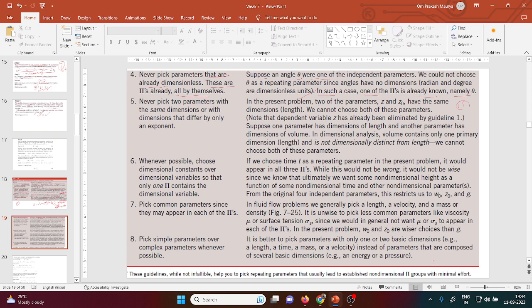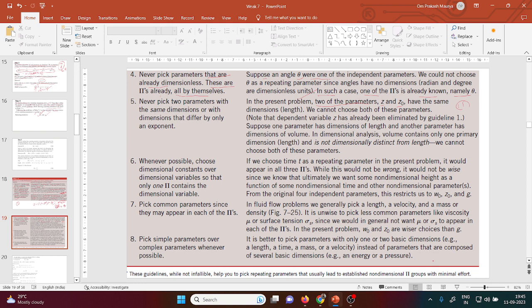That is your dimensionless parameters. What is the 5? Never pick up two parameters with the same dimension, or with dimensions that differ by only an exponent. What is the meaning? In the present problem, two of the parameters, Z and Z naught.